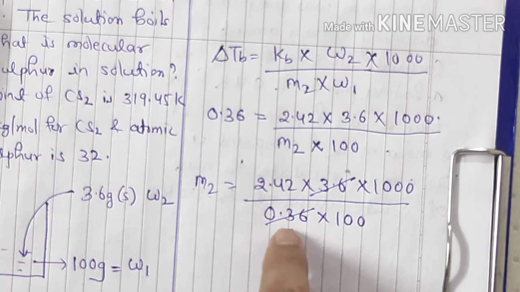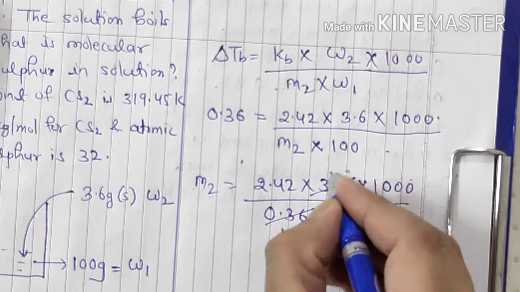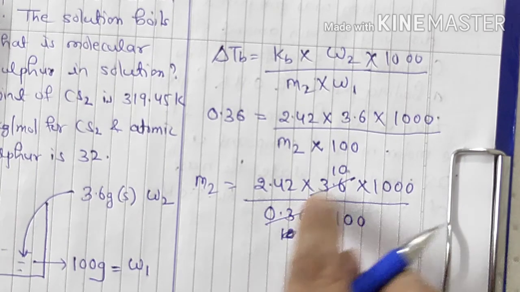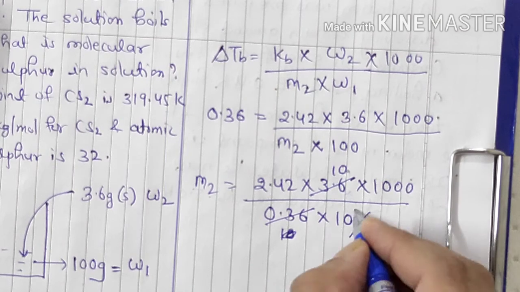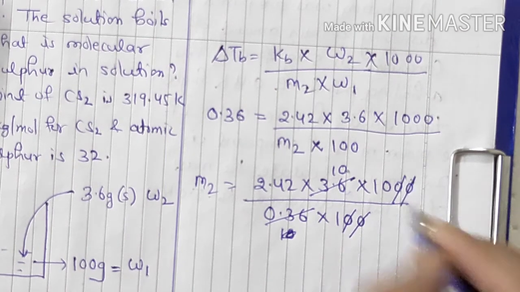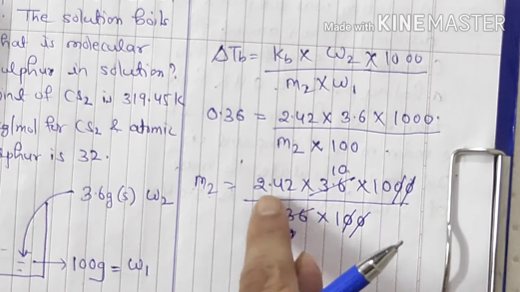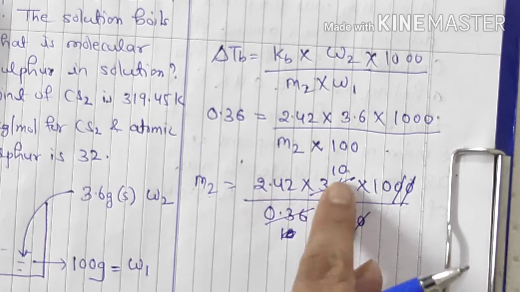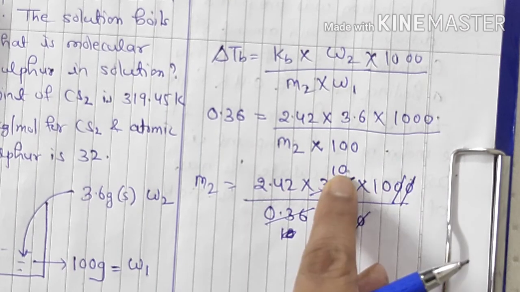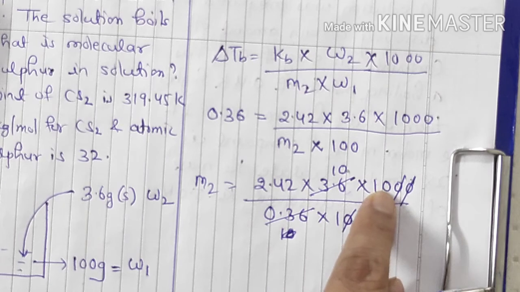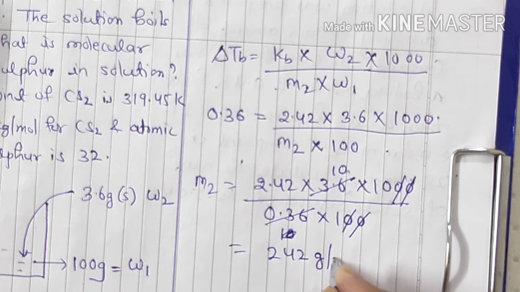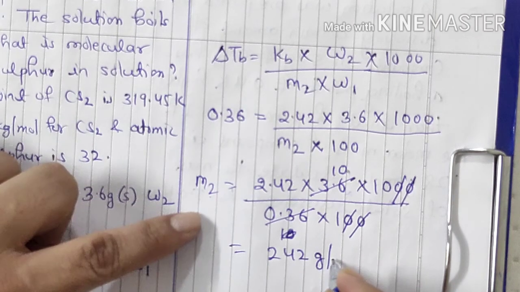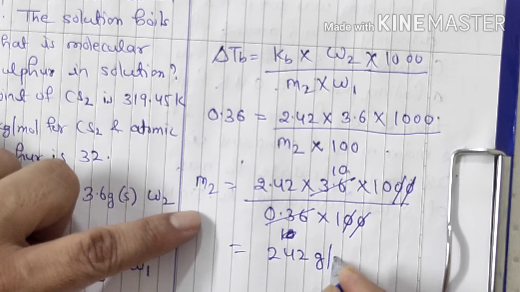Oh, 0.36. Here, this will become 10. Right? 0.36 tens are 3.6. Okay, so this 2 gets cancelled. If I multiply the 10 into 10, this will be 100. So 2.42 into 100 will be 242 gram per mole, this is molecular weight.